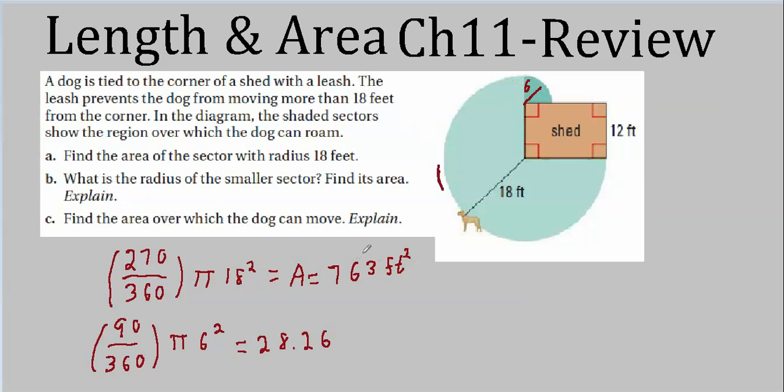So to get the total area, all we have to do is what probably anybody would do. Add up the two areas, 763 plus 28.26. And that's all you had to do. Add these two up, get 791.26.